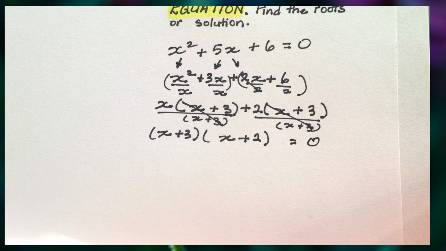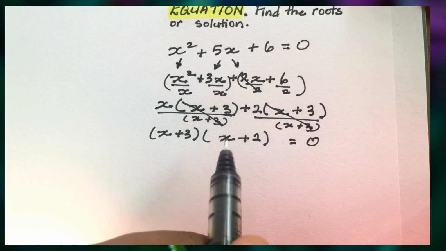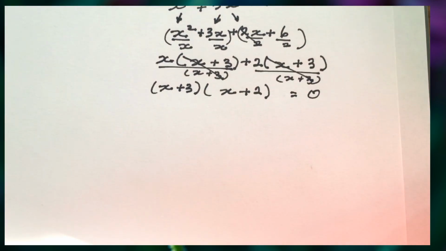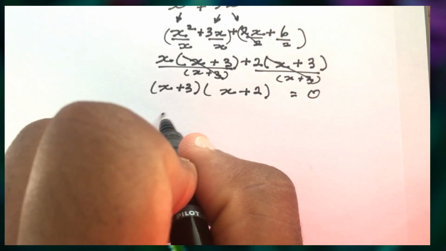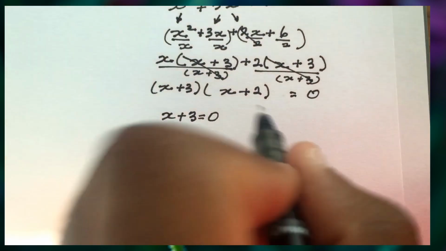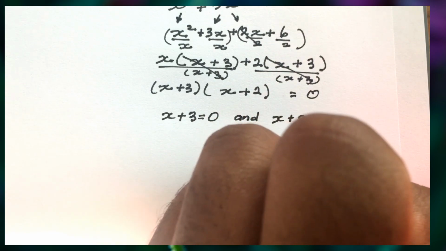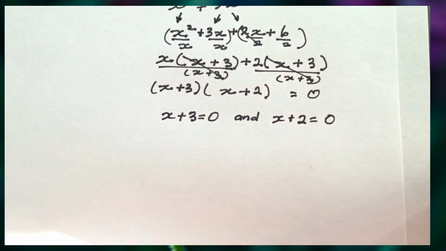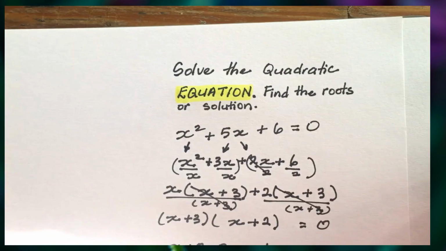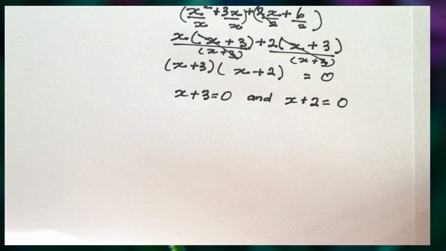So far, so good. And this is where it gets very nice. What we can do is to set each bracket equal to 0. What I mean is this. x plus 3 is equal to 0, and x plus 2 is also equal to 0. Now that I set them equal to 0, which it was already, I can go ahead and do this thing. Solve. So let's solve it now.